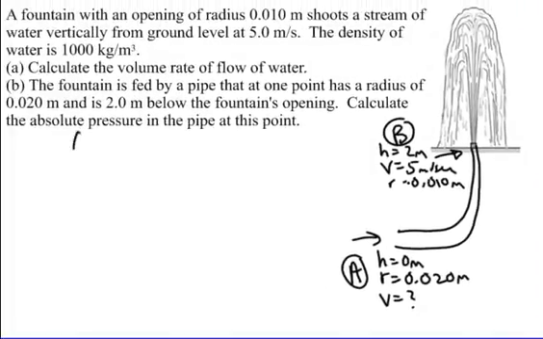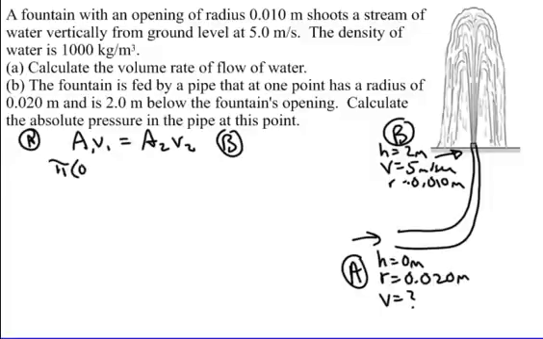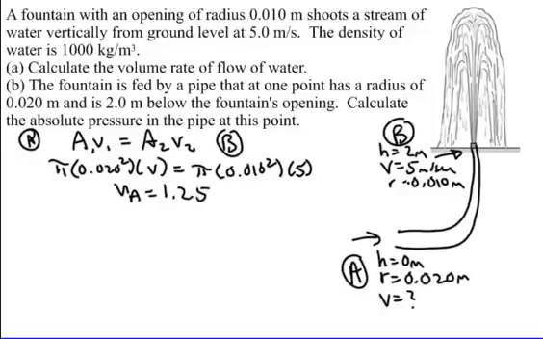So what I am going to do is use the continuity equation, A1v1 equals A2v2, and I'm going to call this side A, and this side B. And so I'm going to use pi r squared. This is at point A, which is pi times 0.020 squared, and my velocity is, I don't know, that's what I'm trying to find. And I have pi times 0.010 squared, and my velocity is 5 meters per second. And so my velocity at point A, below the ground, ends up being 1.25 meters per second.